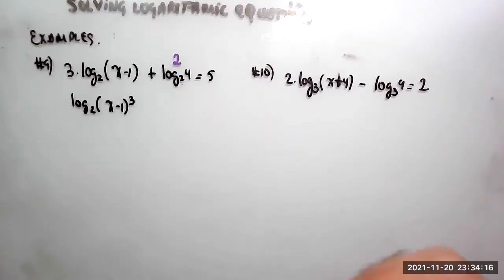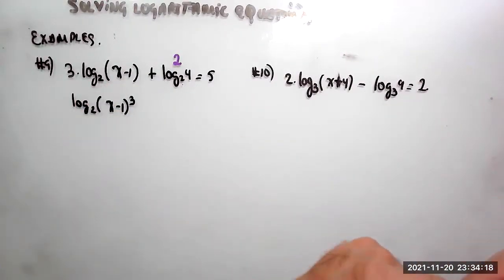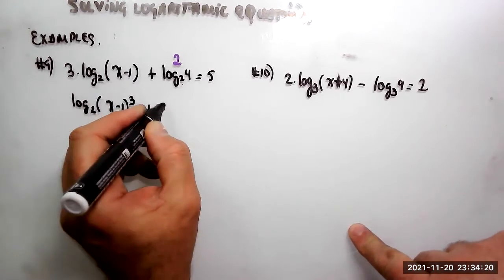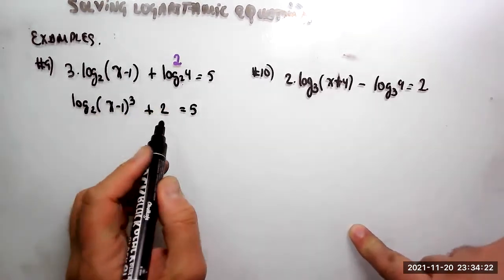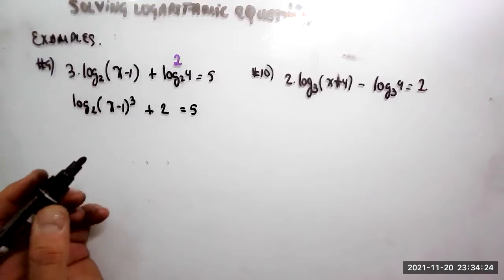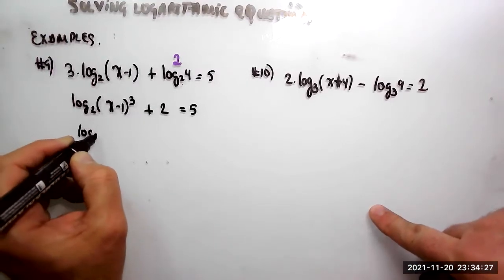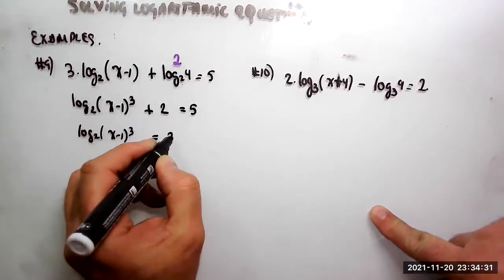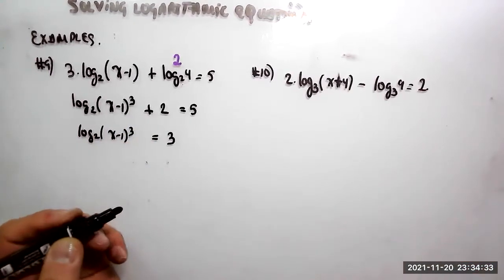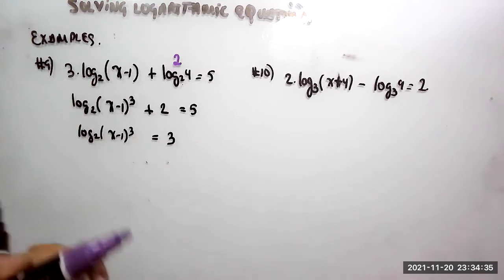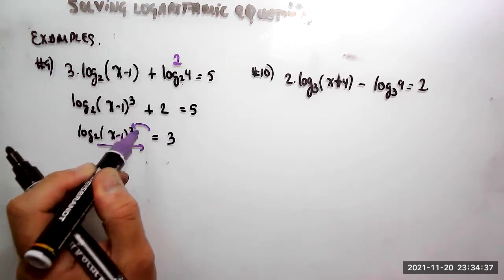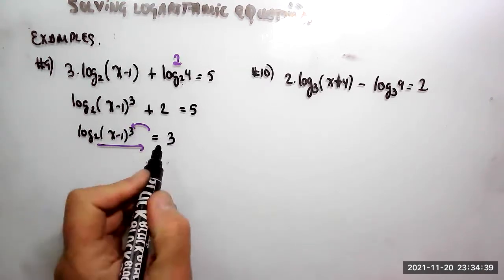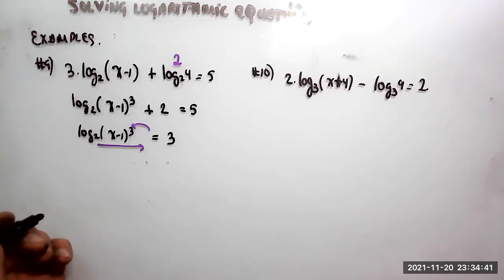So if we don't see that this equals 2, then we can use other properties. However, we're just simply going to say log base 2 of x minus 1 cubed plus 2 equals 5. We subtract that 2. So we have log base 2 of x minus 1 cubed equals 5 minus 2, that's 3. And now we can just change to exponential: 2 raised to the exponent 3 equals x minus 1 cubed.